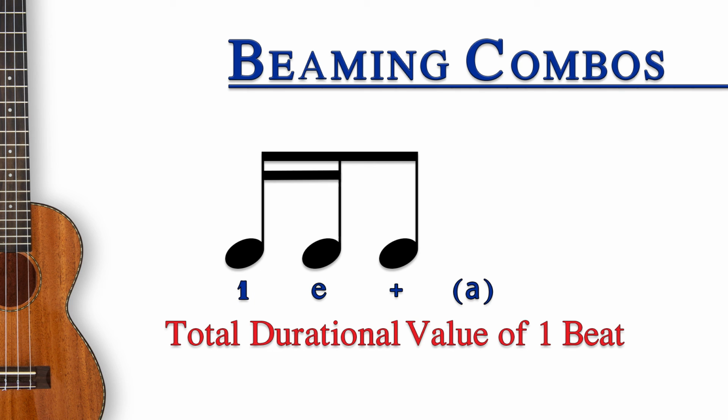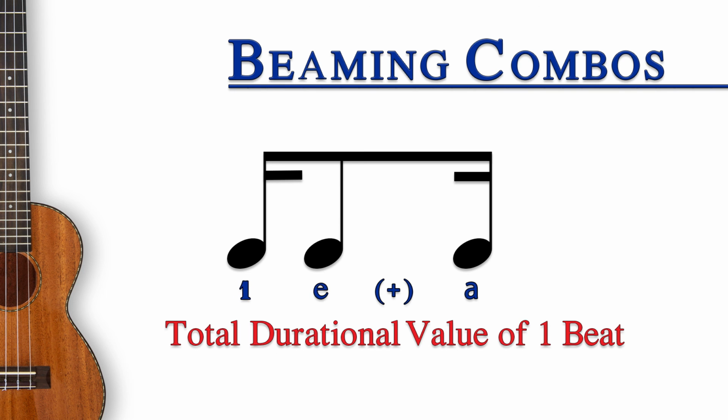Another common beaming combo is 2 16th notes beamed to an eighth note. Here the A is in parentheses, again because of the eighth note's sustain through that portion of the beat. Finally, here's a common beaming combo where the eighth note is between 2 16th notes. The and is in parentheses because of the eighth note's placement. Each of these last 3 examples should be practiced by counting them aloud while tapping a steady quarter note beat.